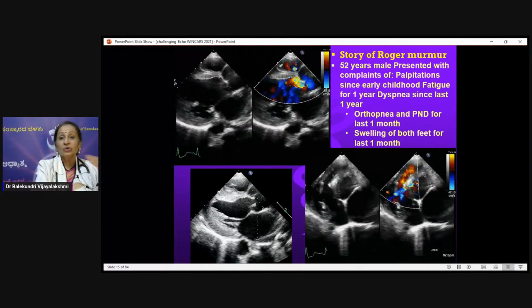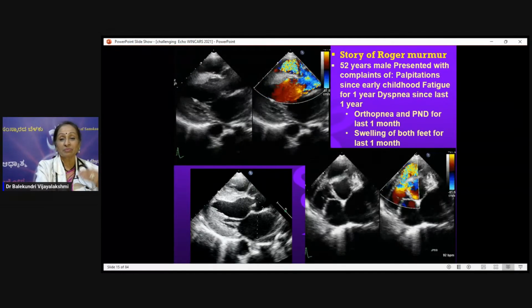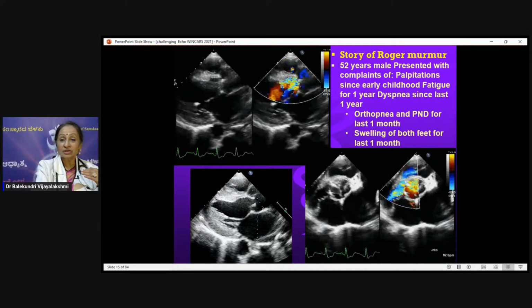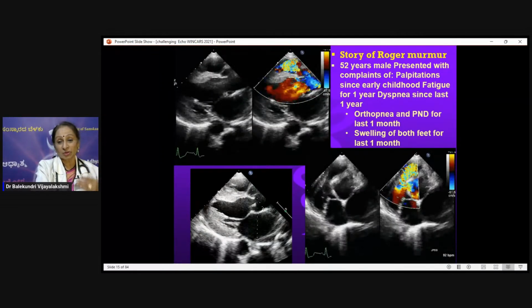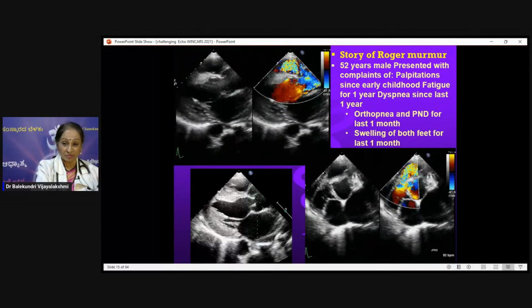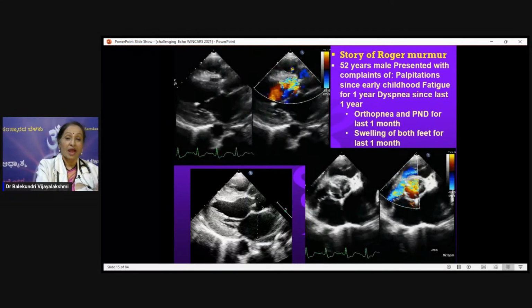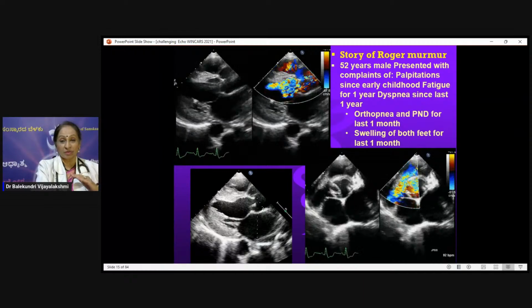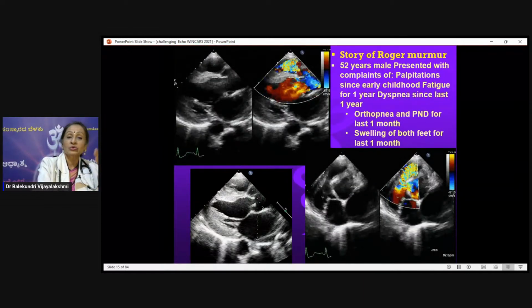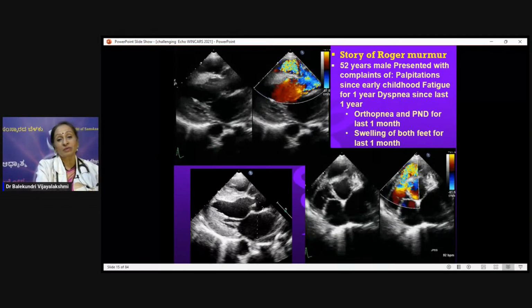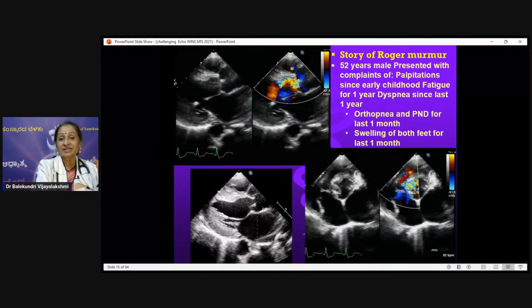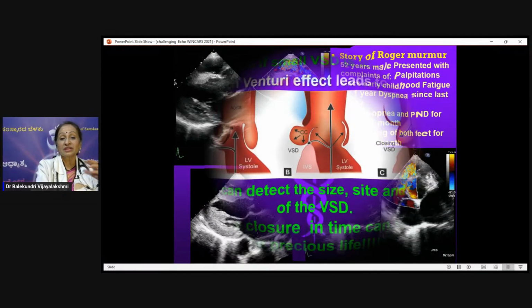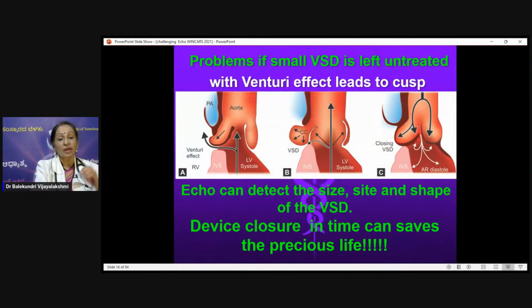not close. So here is the patient, 52 years old man, presented with palpitation since early childhood, fatigue, and then now he's in orthopnea, PND for the last 1 month. There is swelling of the feet, and he had a to and fro murmur. That is, the to murmur was due to the VSD, and the fro murmur was due to the aortic regurgitation. So here you can see that not only is there a VSD, the VSD is being tried to close by the prolapse of the cusp.